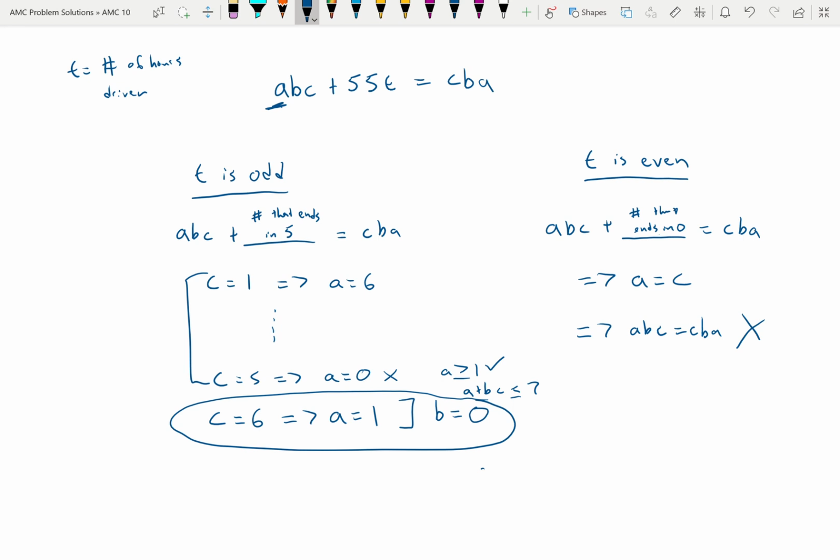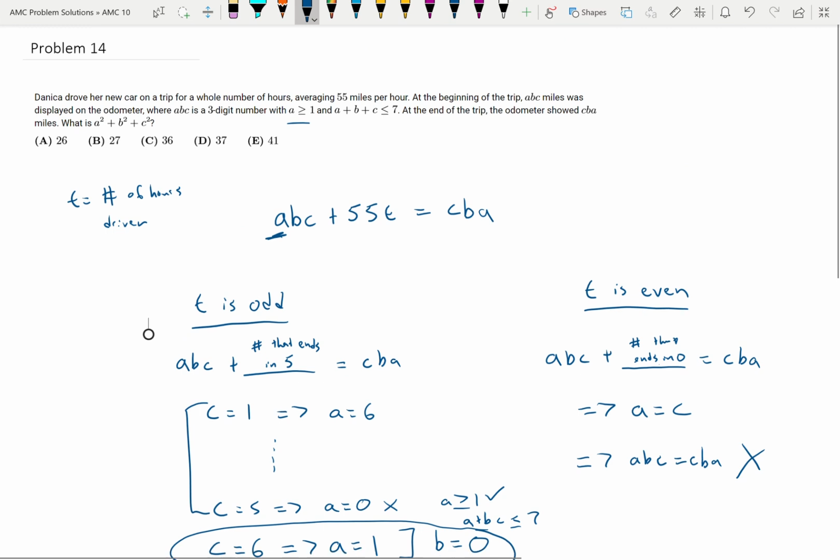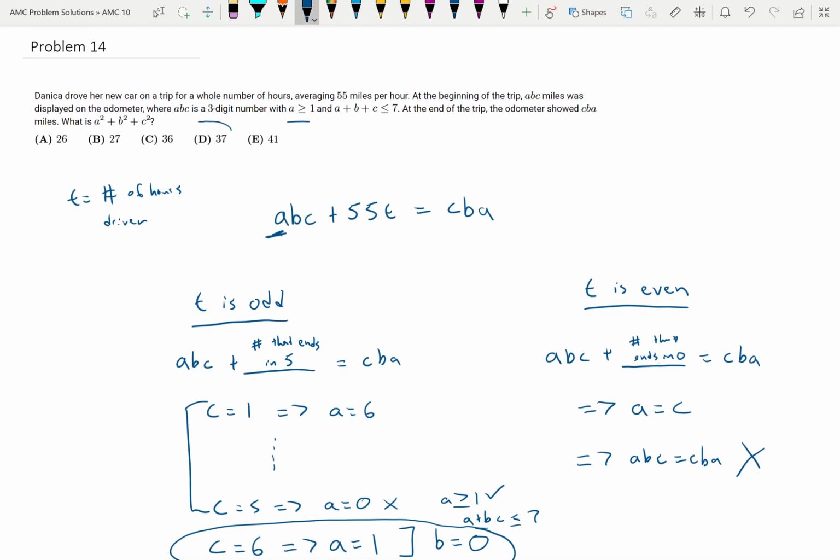So since we're trying to find A squared plus B squared plus C squared, the answer is going to be 1 squared plus 0 squared plus 6 squared, and that is equal to 37. So the answer is choice D, 37.